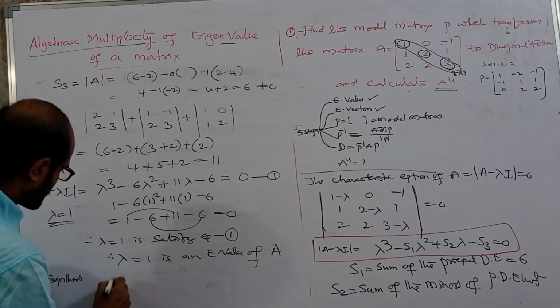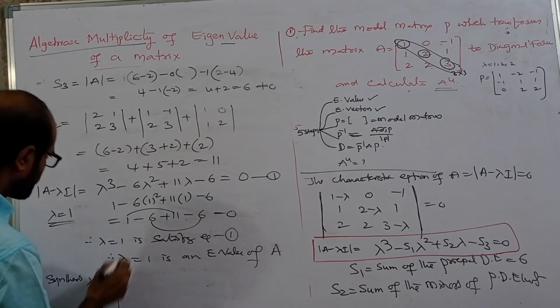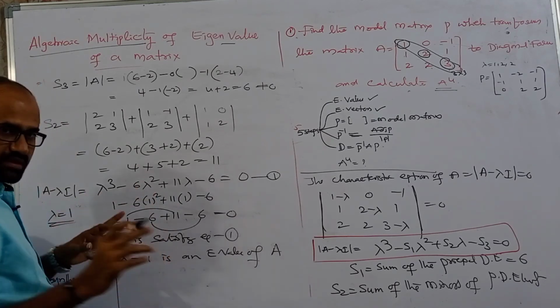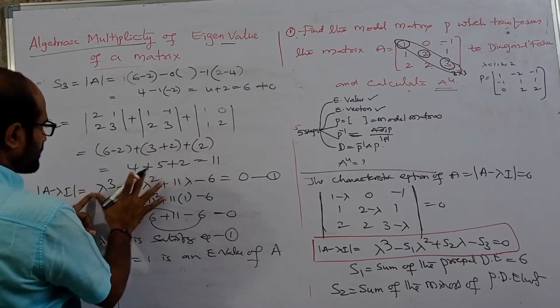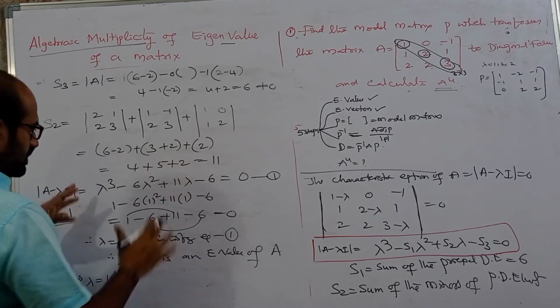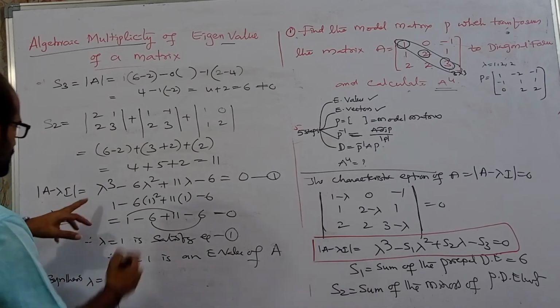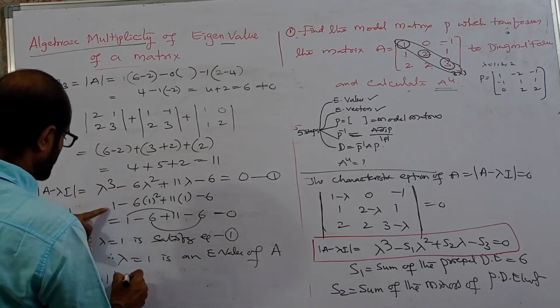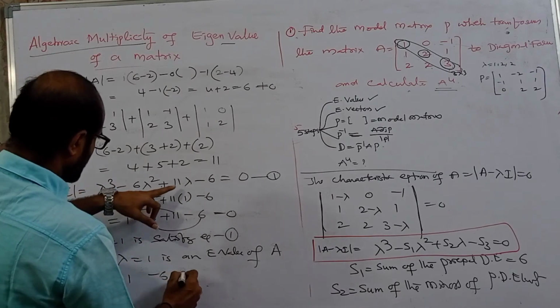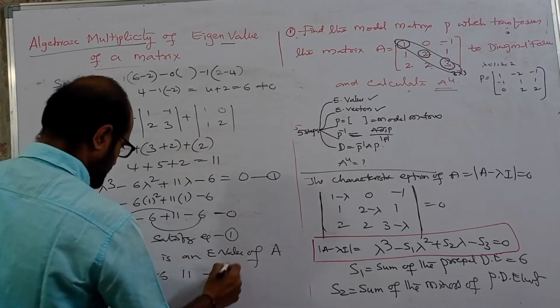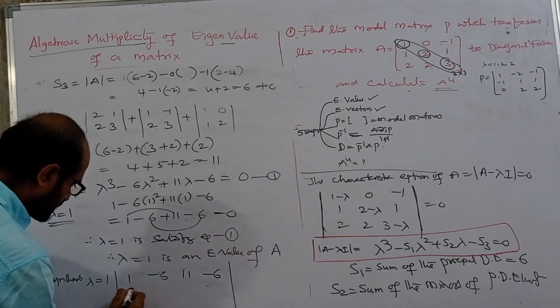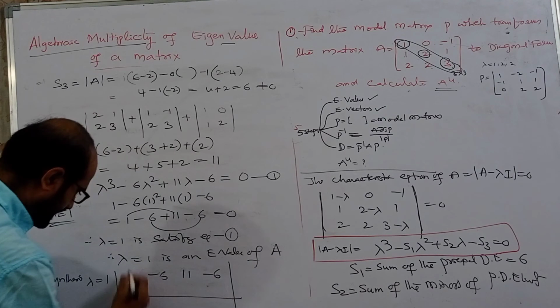What is that? First I write lambda equal to 1 here and write the coefficients of this equation, whatever equation we are going to find the factors of. So what are the coefficients? Coefficient of lambda cube is 1, then minus 6, 11, and minus 6. Write down like this, put 0 below, take a line, and add.